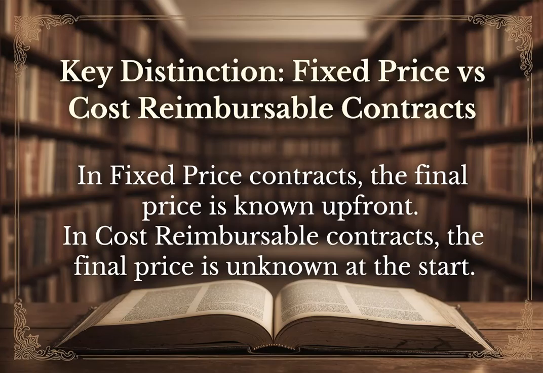Key distinction in fixed price versus cost reimbursable contract types. In fixed price contracts, the final price is known upfront. In cost reimbursable contracts, the final price is unknown at the start.